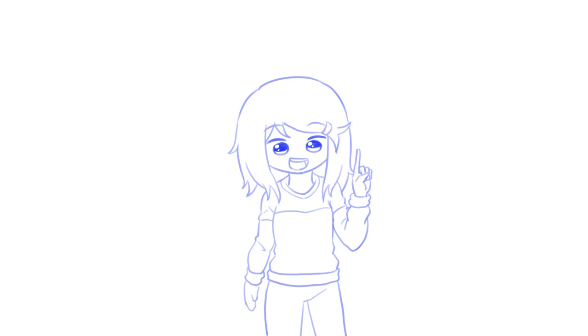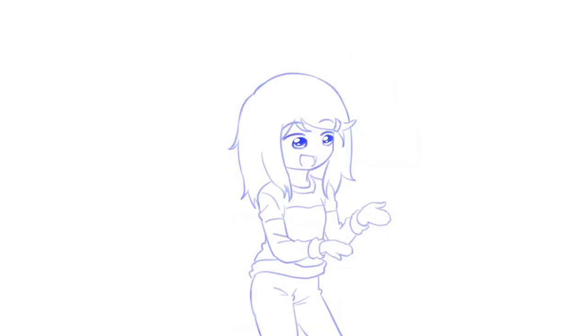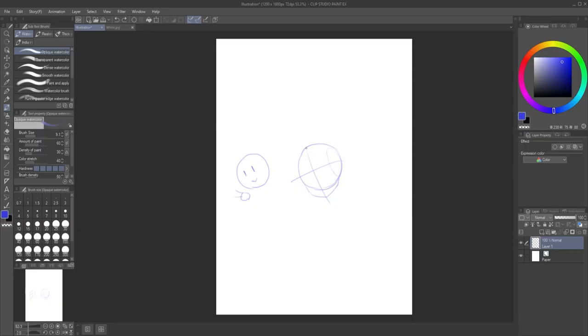Next, we want to draw the eyes. I'm going to first show you how I draw the eyes, and I'll try to explain as well as I can why I draw them that way. First, I make an eye line by measuring the top and the bottom of the face and drawing a line at the center. And then I draw in the upper eyelids.